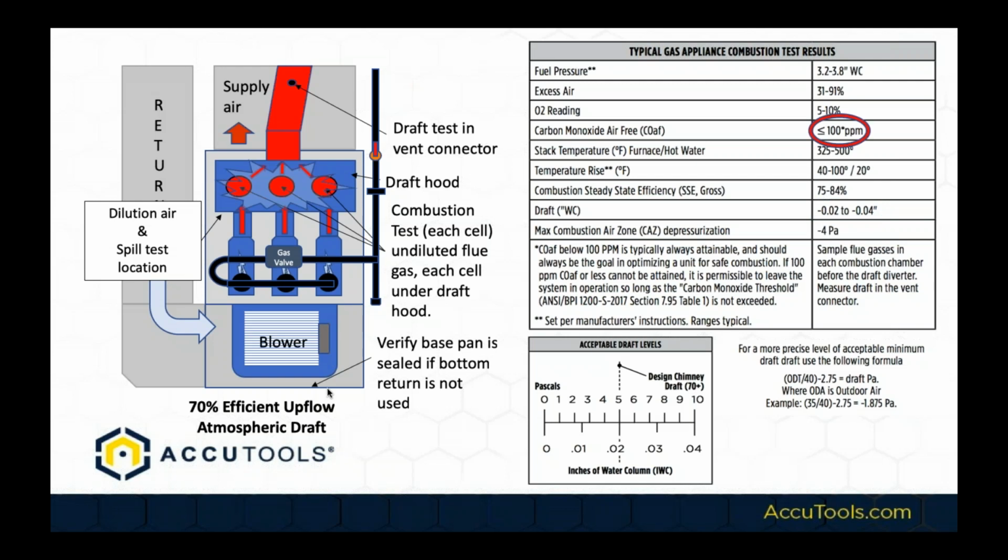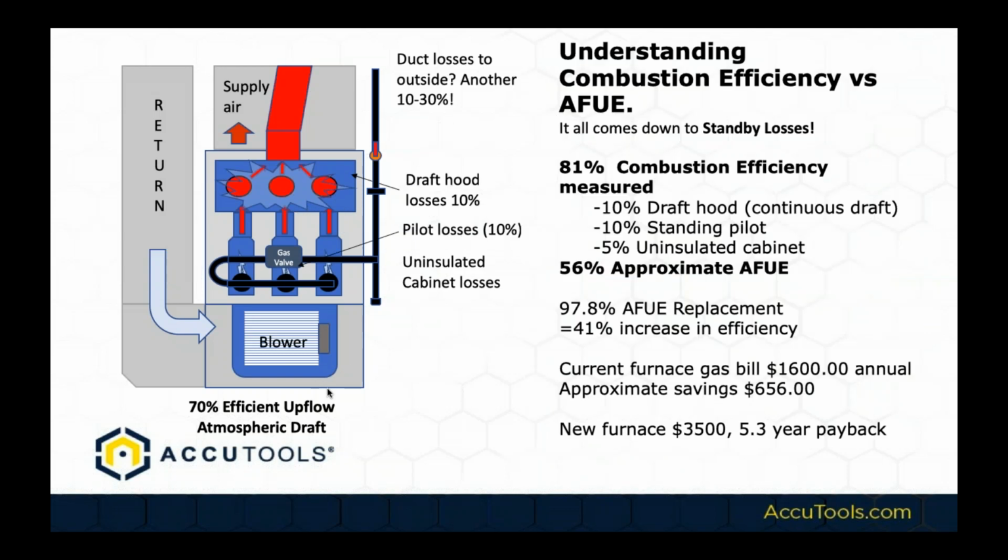And the key thing here is the CO air-free should be below 100 parts per million. CO below 100 parts per million is typically always attainable if you get the input right. A lot of times that'll be almost down at zero. And I've seen these old appliances operate better than new appliances. But there is an allowable carbon monoxide air-free range of 400 parts per million in a flue gas. So you can run higher than 100. We don't typically recommend it, but it's not a cause for alarm. If you were to talk to a manufacturer, they'll tell you that 400 is the allowable, it's the ANSI standard, and that's also what we have in the combustion guide.